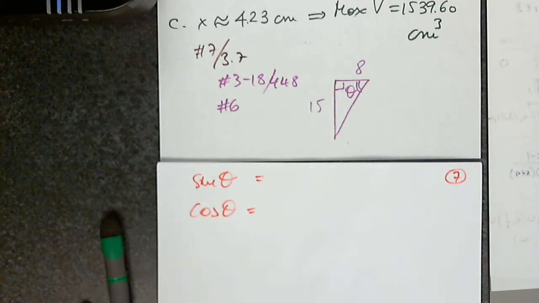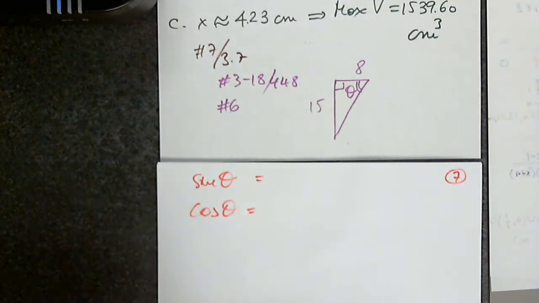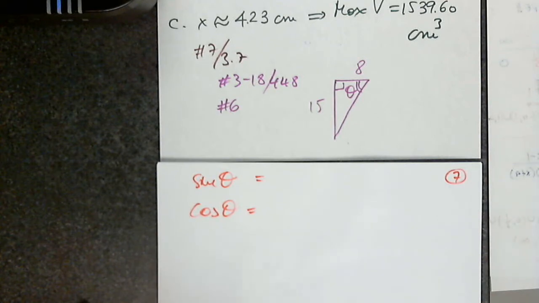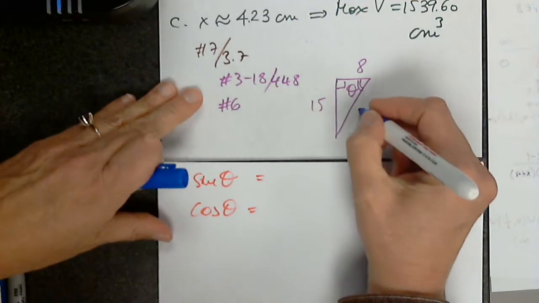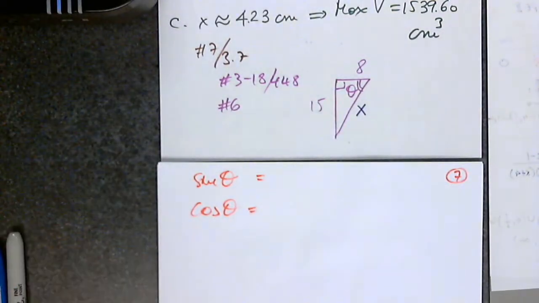So sine, can anyone give us sine? And you can say not yet, because there is a side that is missing. But I know that this is a right triangle. How can I determine the third side if I have 2 sides? How do I determine the third side in any right triangle? Right. So I'm going to call this x. And can anyone give us the Pythagorean theorem specifically for this?